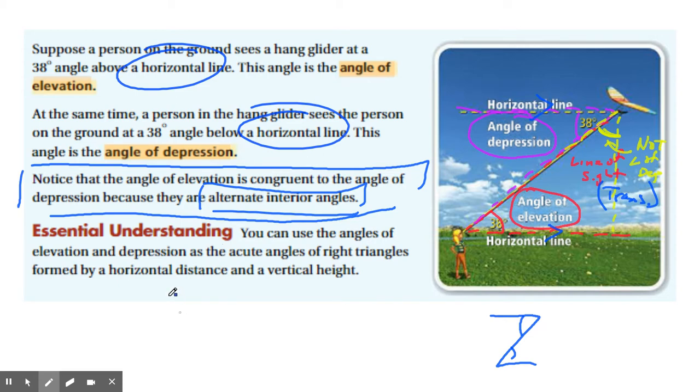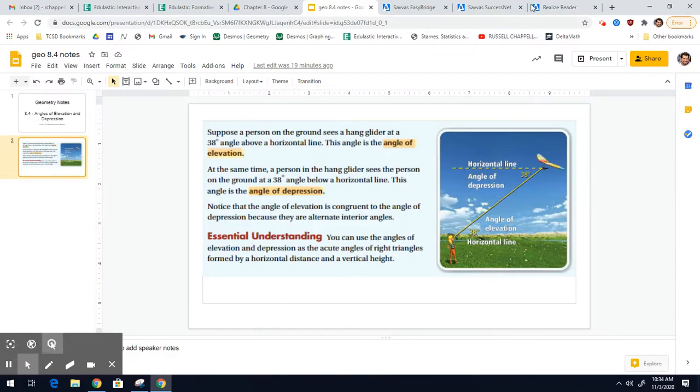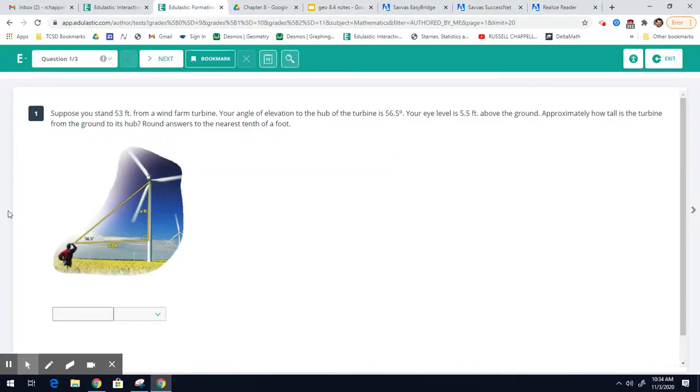So I got 3 examples to show you involving word problems. All right, so the first example says, suppose you stand 53 feet from a wind farm turbine. Your angle of elevation to the hub of the turbine is 56.5 degrees. Your eye level is 5.5 feet above ground. Approximately how tall is the turbine from the ground to its hub, round to the nearest tenth of a foot?